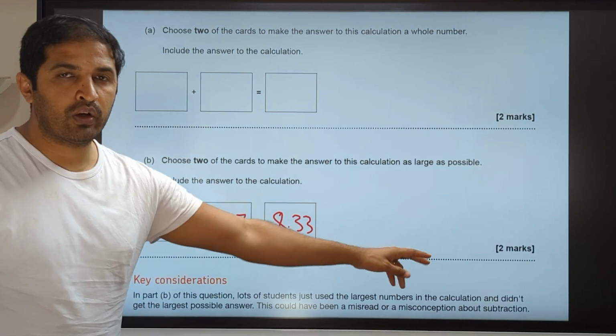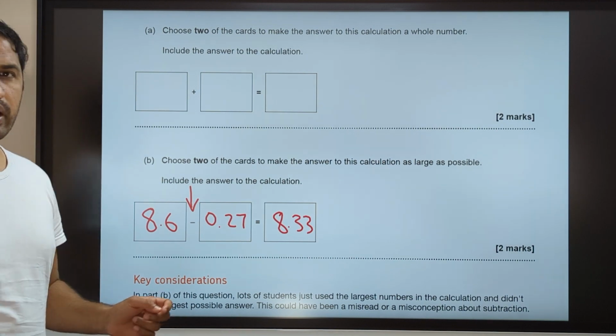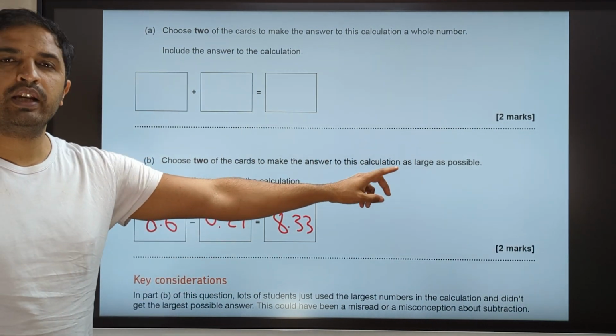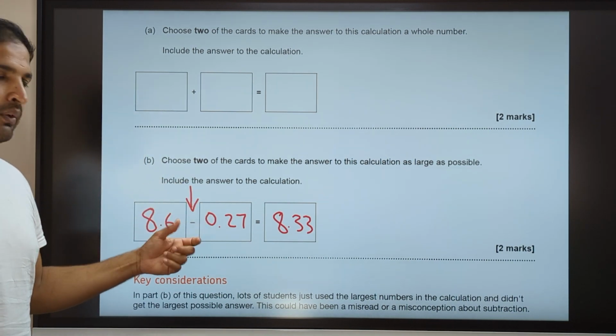So it is still important to complete all 3 cards, but read the question really carefully, because it would be really easy to make that mistake and choose the 2 biggest cards. That's why you should read the questions carefully.